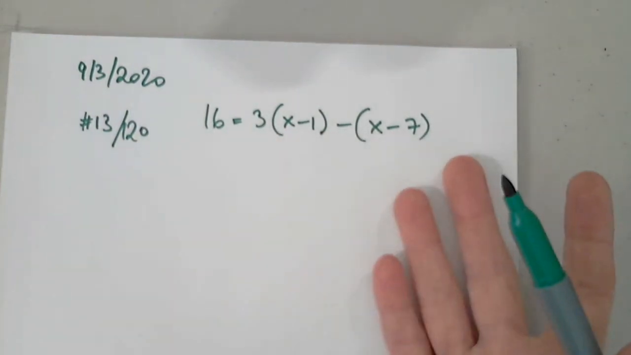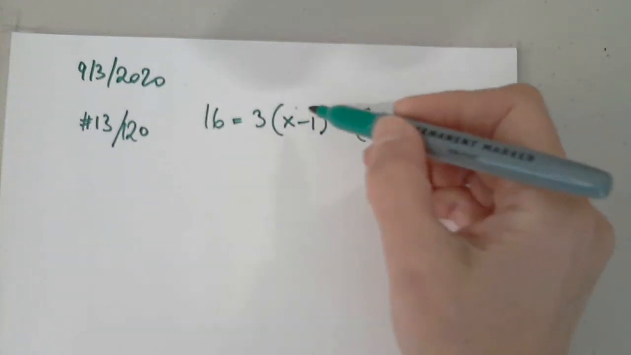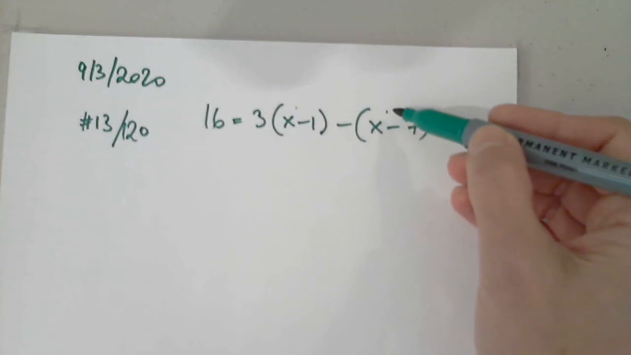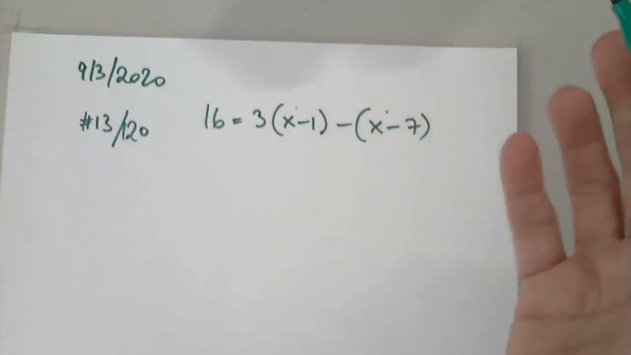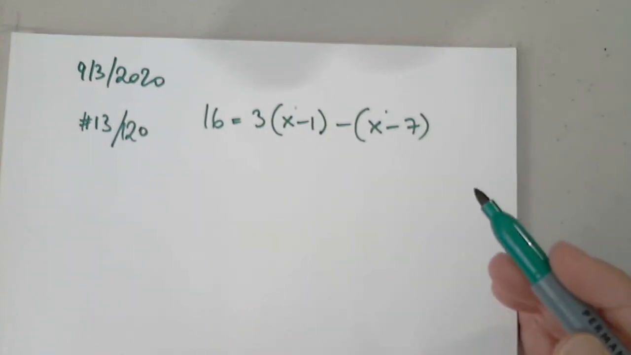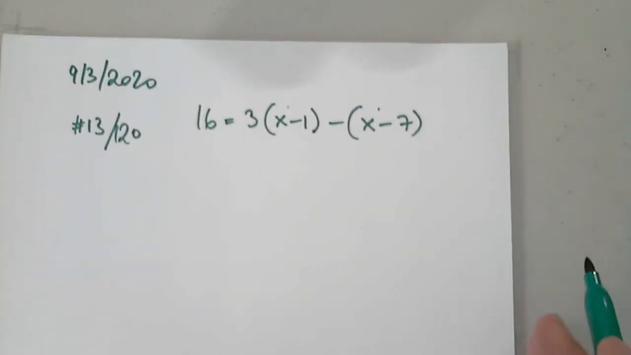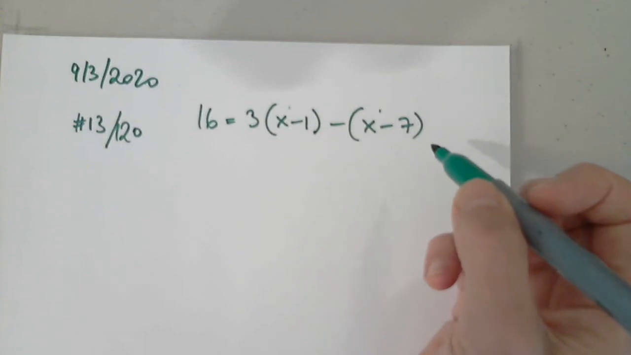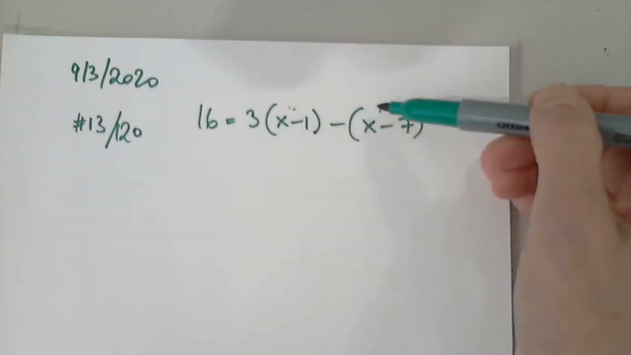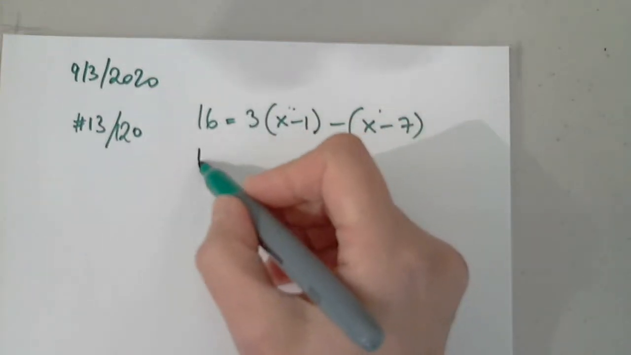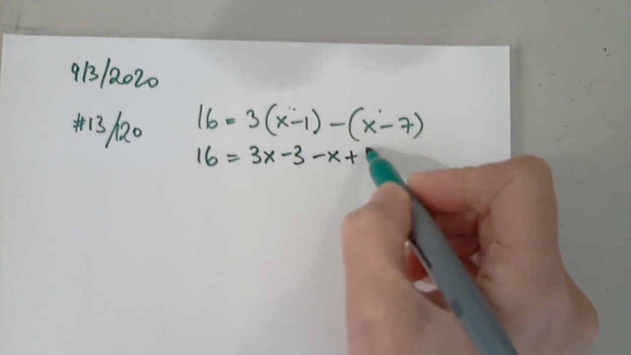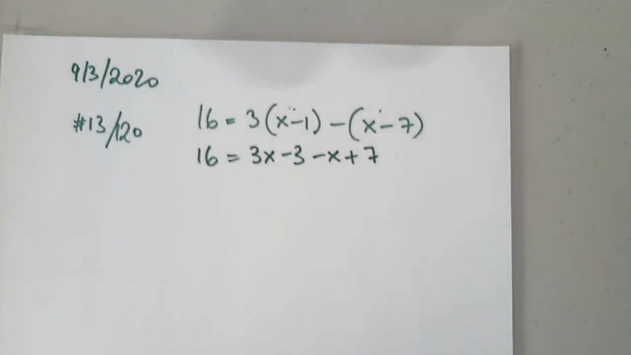So how do I know this is a linear equation? It's because the powers of the variable, all x has power 1, and there are no divisions by the variable, no products. These are the conditions: only one variable and power 1 for the variable. So 16, I will distribute 3x minus 3 and minus x and plus 7. Always stop me if you have questions, okay?